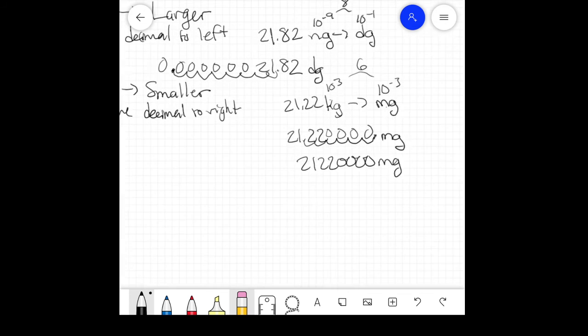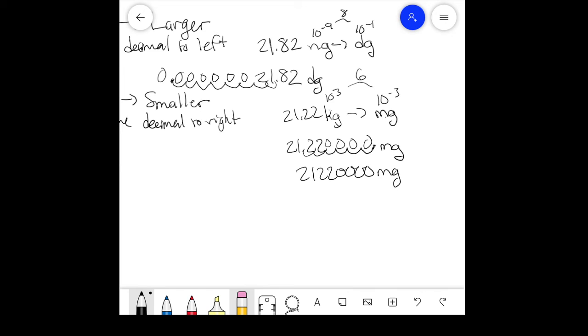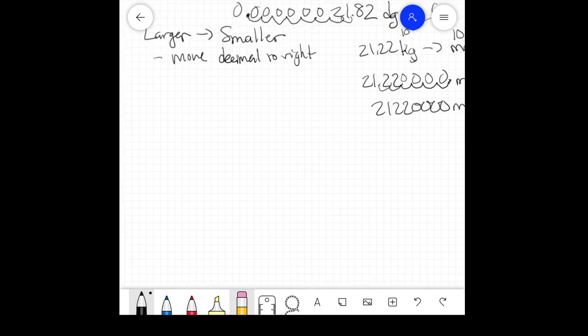To make sure your answer makes sense, just think about it. For this one you have 20 nanograms, and decigrams are bigger than nanograms, so you're going to have fewer decigrams because it's a bigger unit. On this one, kilograms are bigger, so it's going to take more milligrams to get the same amount. That's how you can conceptually make sure your answer makes some sort of sense.